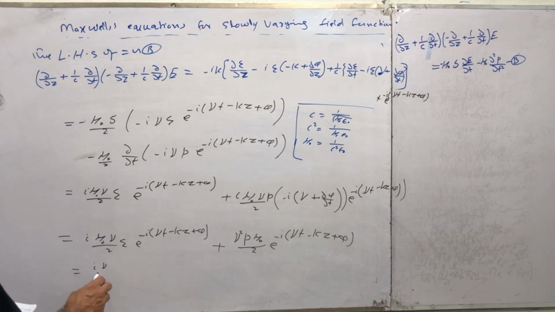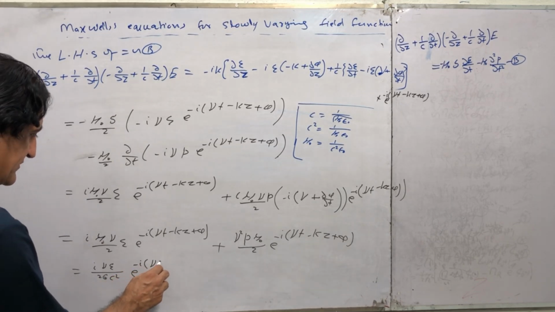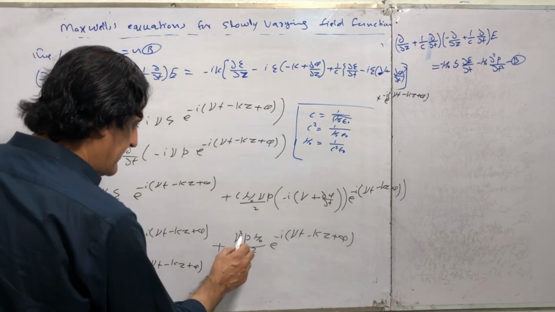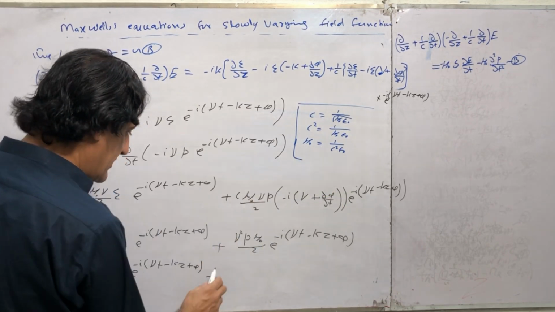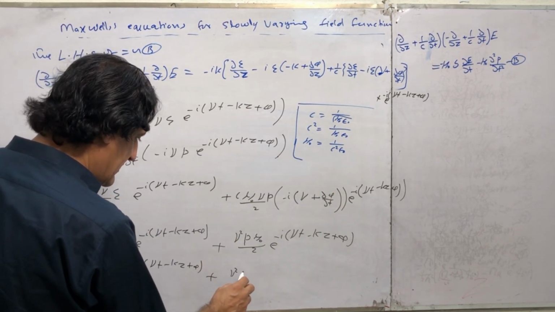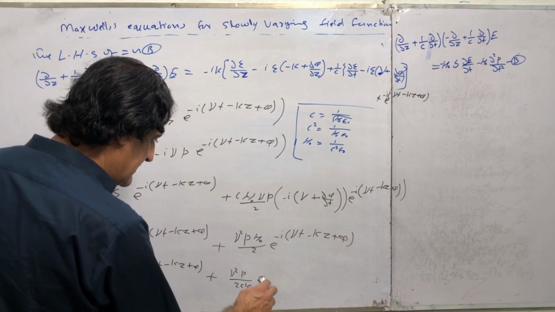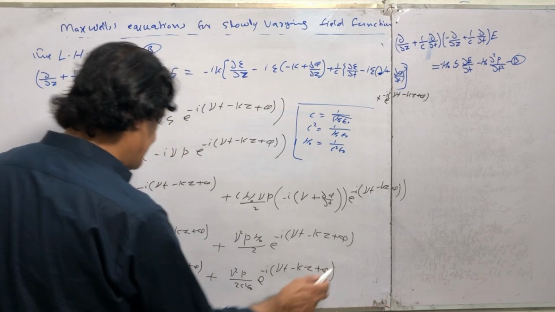nu e divided by 2 epsilon naught c square and e to the power minus iota nu t minus kz plus phi. And from here you can also put the value of mu naught, this one, then nu square p divided by 2 c square epsilon naught and e to the power minus iota nu t minus kz plus phi.